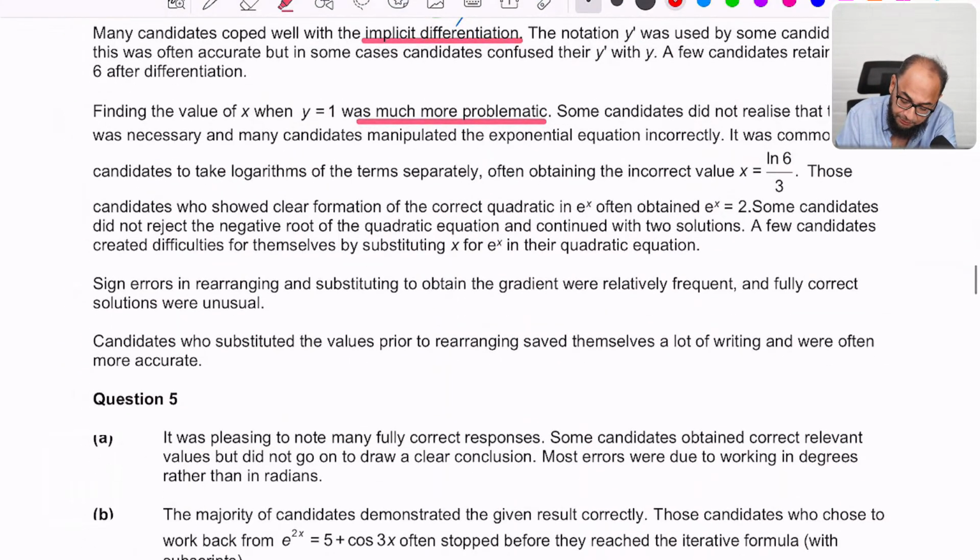So let's move ahead. Some candidates did not realize that this was necessary, and many candidates manipulated the exponential equation incorrectly. It was common for candidates to take the logarithm of the terms separately. That is a big sin in math. You take natural log of both sides. You cannot take logarithms or square root of each term separately. Those candidates who showed clear formation of the correct quadratic in e^x often obtained e^x is equal to 2. Some candidates did not reject.